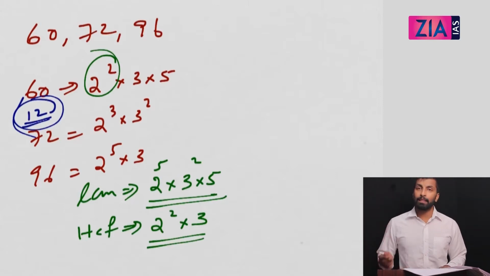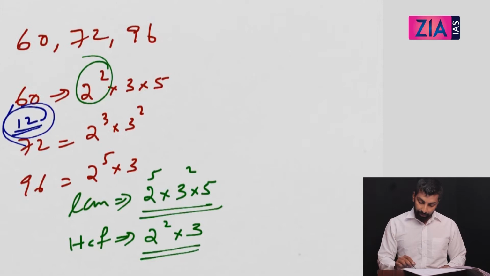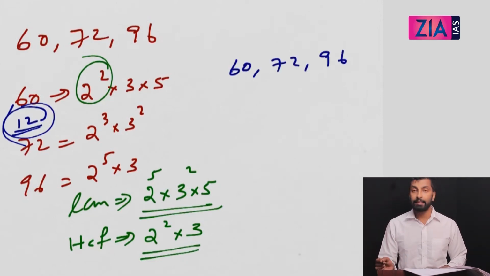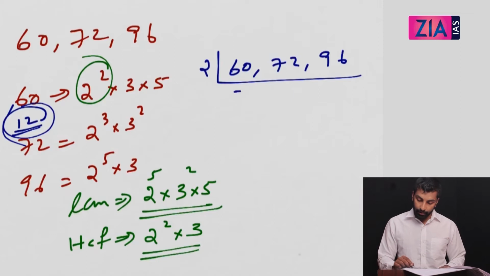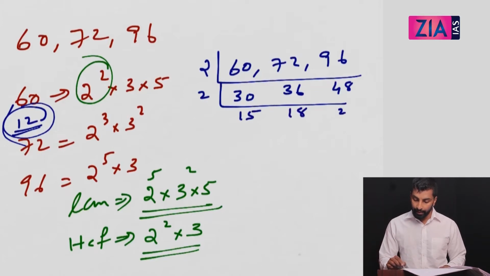Now, the other method is actually the long division method that you used to do. You will write it like 60, 72, 96. Then you will divide like this, right? You'll start with 2. Why? Because 2 is the first prime number. Then you'll get 30, 36, then 48. Again you will do with 2. Then you'll get 15, 18, 24.